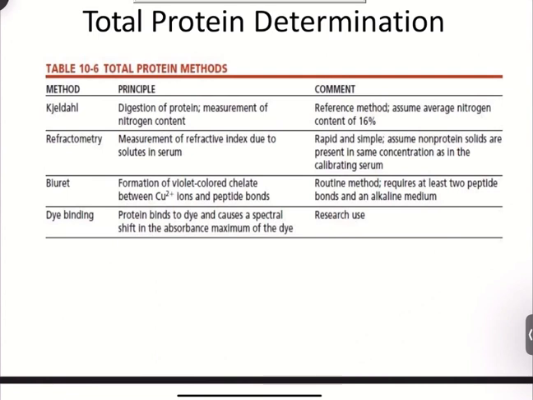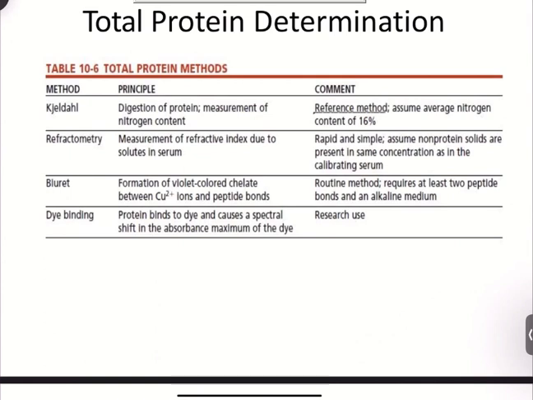No, the principle of this method is digestion of protein and measuring the nitrogenous content, for your protein nga has a nitrogen component. Okay, reference method, no? When you say reference method, this is the gold standard. Gold standard for what? For that test. Okay, for your total protein. Assumes the average nitrogen content of 16%.